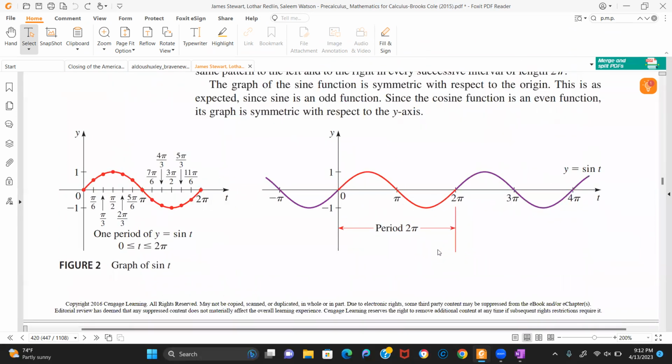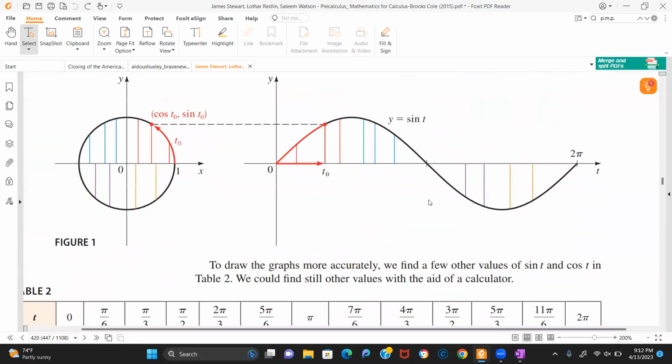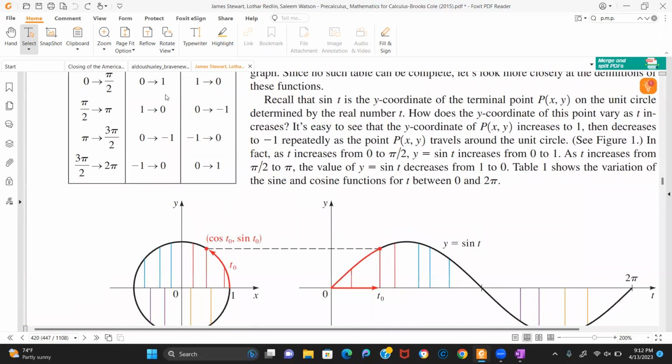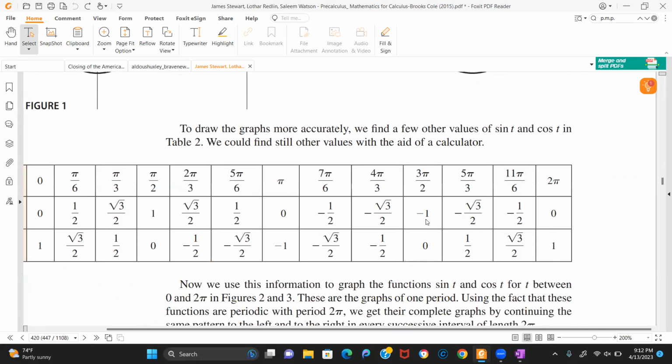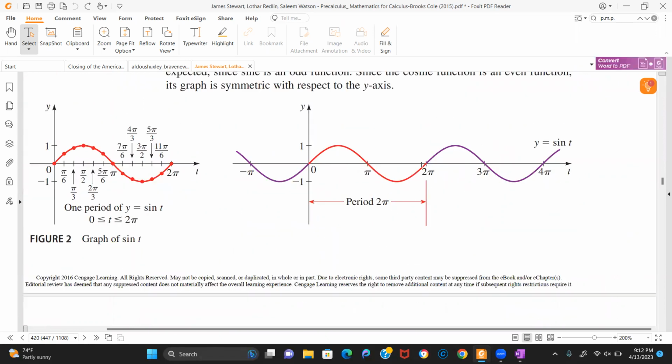So here is sine repeated. Remember, the period is 2 pi. The red portion is the portion we graphed above here, using this table and this picture of the circle to figure out what those points are. And then it just repeats because it has a period of 2 pi. So it starts at 0, goes up to 1, goes back to 0, then goes to negative 1, and then it comes back up to 0. But then at that point, the pattern has to repeat. It has to go up towards 1, down towards 0, down towards negative 1, then up.